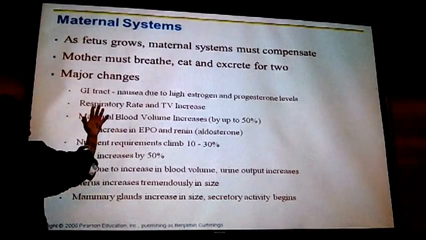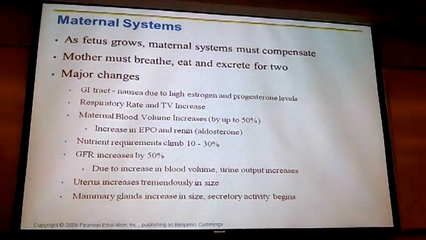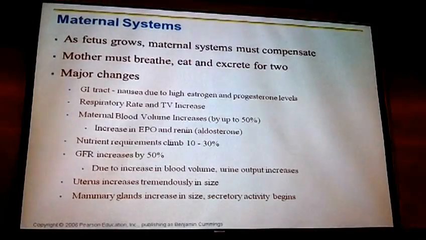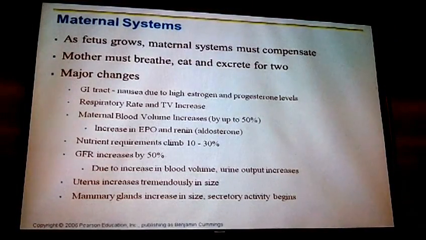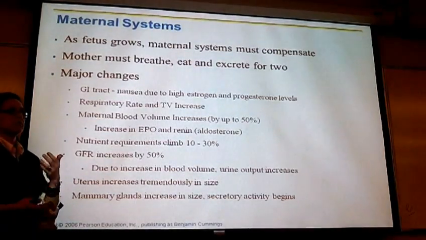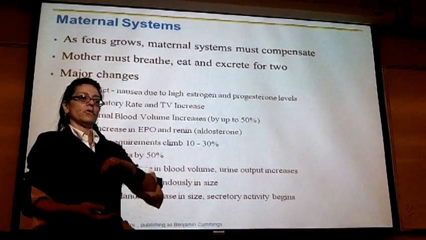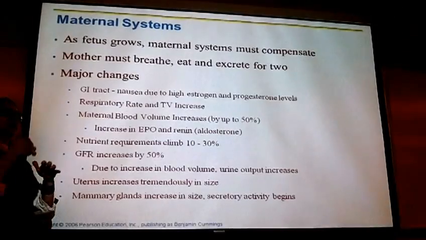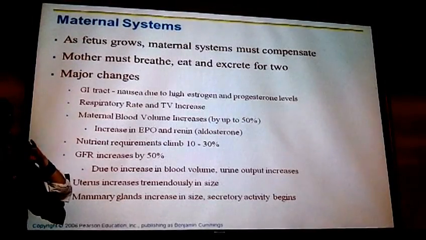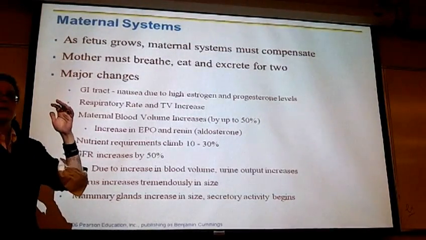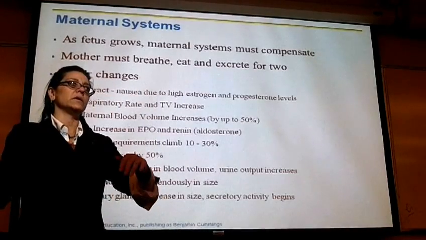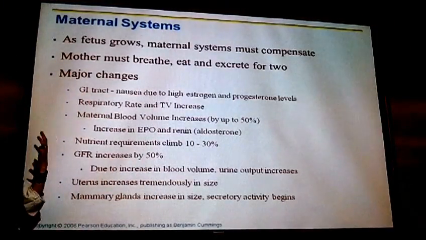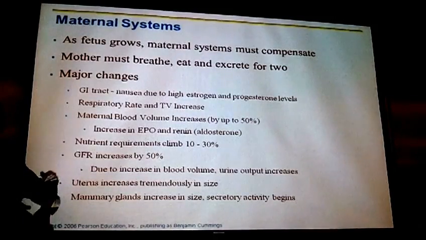Respiratory rate obviously has to increase, which means that your base tidal volume will increase. Now remember that your total lung capacity is not increasing. So if your tidal volume is increasing, your in-out is increasing, that means that your IRV and your ERV actually decrease. The maximum that you can inhale past normal will decrease because total lung capacity is not changing, right? You're not getting bigger, your lungs aren't getting bigger.